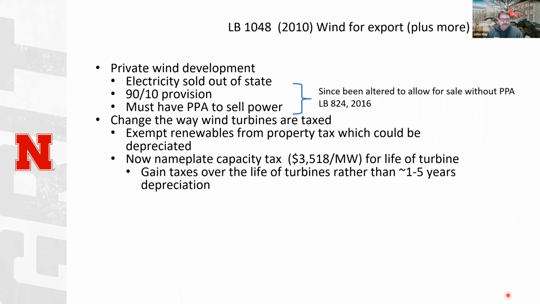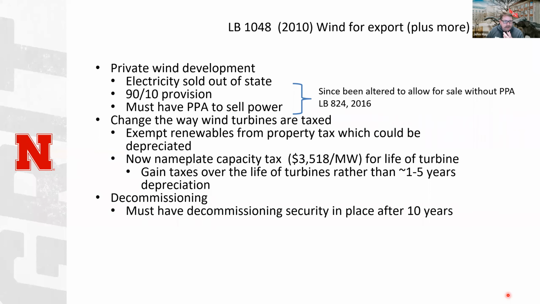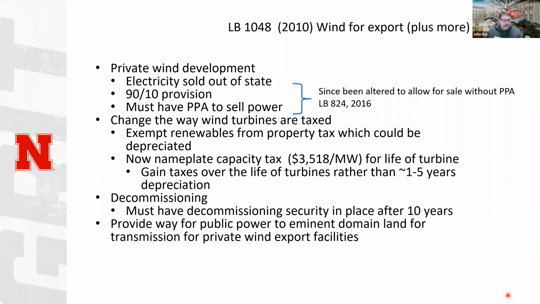And that's both for wind and for solar. It's $3,518. I think I have a slide on that later, but if I don't, we simply take the megawatt rated output of the system and multiply it times 3,518. That's what the county gets for taxes every year, paid just like property taxes, or essentially it ends up in the same place as if it were property taxes. They put this decommissioning security in place that I mentioned before. And then finally, they provide a way for public power entities to use eminent domain for land for transmission to serve a private wind export facility.